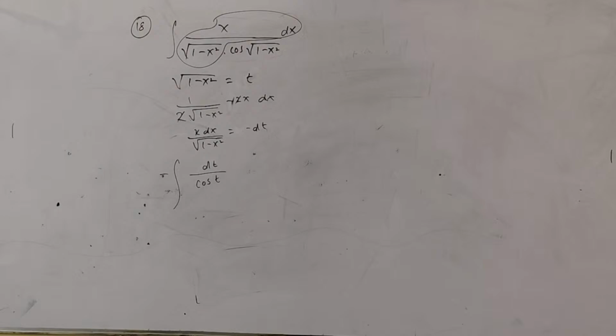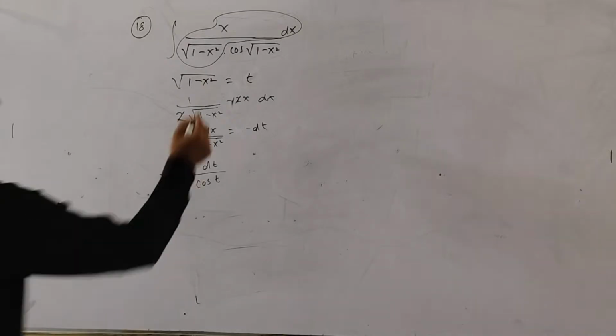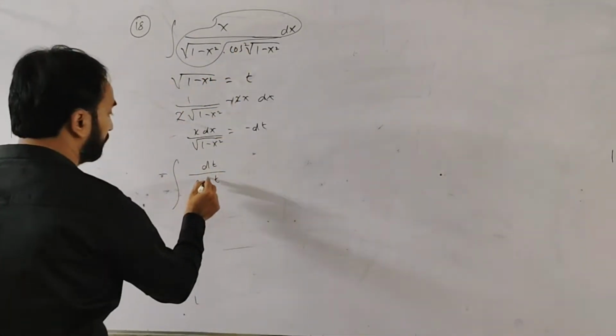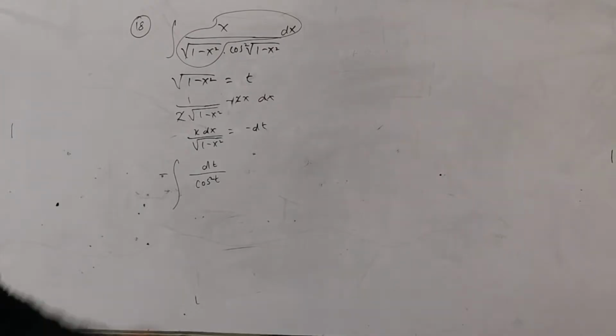No, it should be cos square t. It should be cos square t here. This part should be cos square t, right? So make the changes. This will be cos square t.